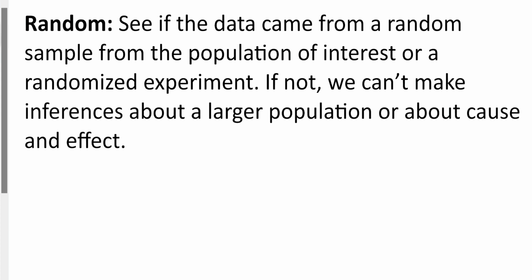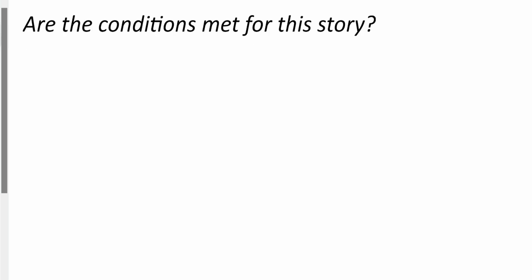And the last one, random. Nothing new here, but we want to see if the data came from a random sample from the population. If not, we can't actually make inferences about the larger population. Okay? So if we go back to our example before, were our conditions met? Well, we can go down the line and check each of the things that we did and decide if they're met.